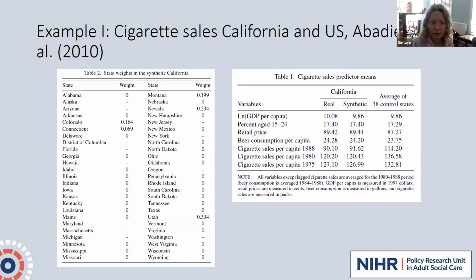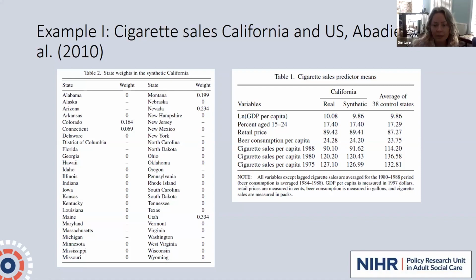So following the example given by the authors, Abadie and colleagues in 2010, there is a couple of tables that show how this method works. So the table on the left shows the weights given to different states. Sorry, I forgot to mention that in this example, Abadie and colleagues estimate the effect of the cigarette sales tax in California introduced in 1988.